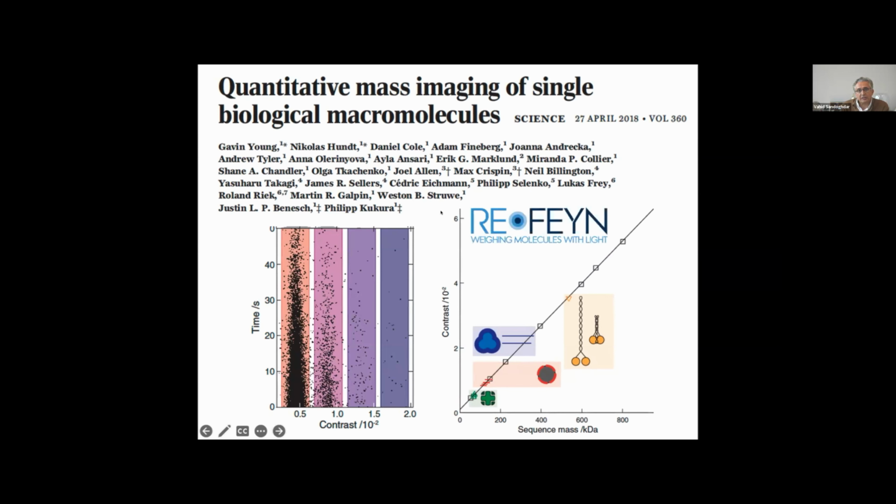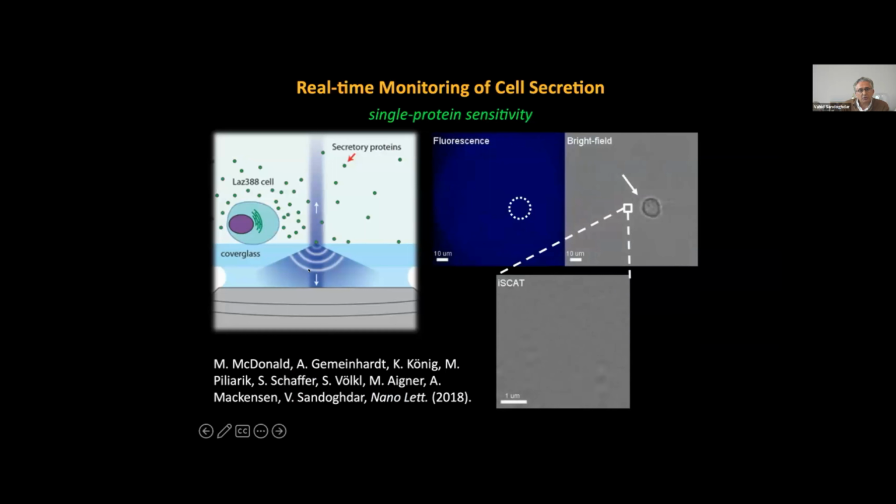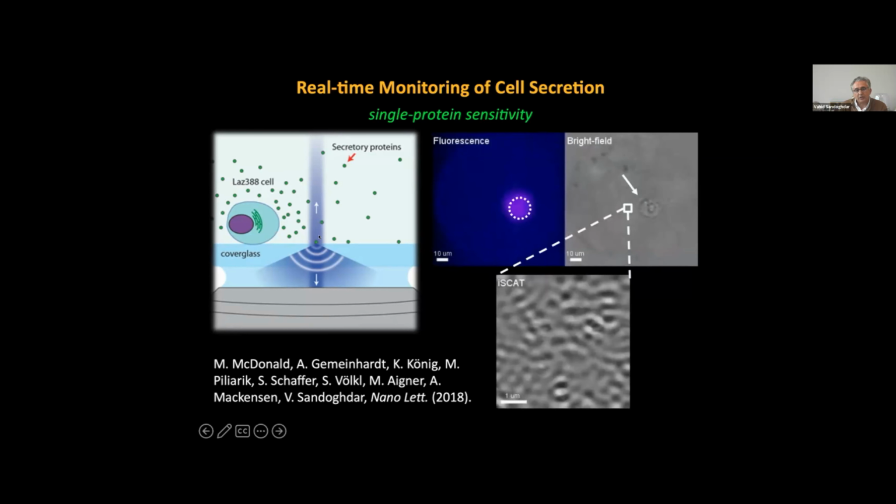This was in 2018. And in the same year, we tried to apply the same idea to studying secretion from a live cell. So cells usually secrete proteins and nanoparticles and such. And in this particular case, we knew that this cell was supposed to secrete IgG. And what you have here is a video of proteins that are being secreted. We put the field of view a few microns away from the surface of the cell, and you just monitor in real time how proteins land.